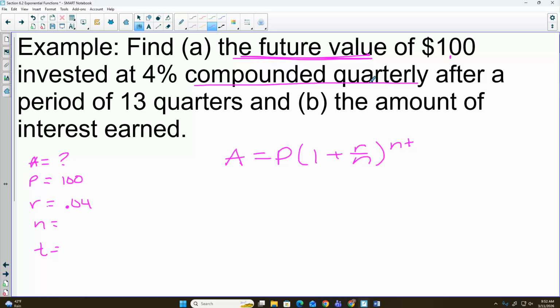Compounded quarterly. So my number of times per year, quarterly means 4 times per year, so that's my N. Remember, N is the number of times per year. After a period of 13 quarters. Okay, that's my time, but time has to be in years. How'd you get it? You divide it by 4. So my time is 3.25 years.